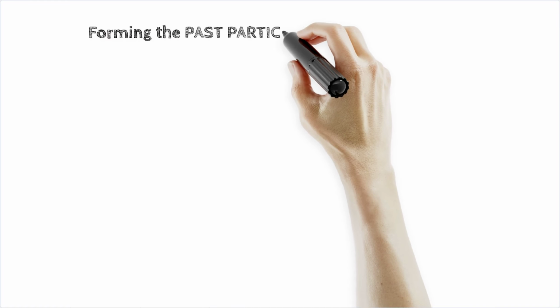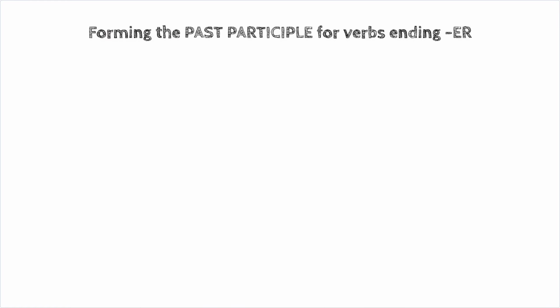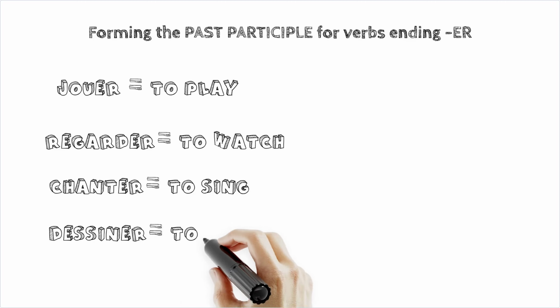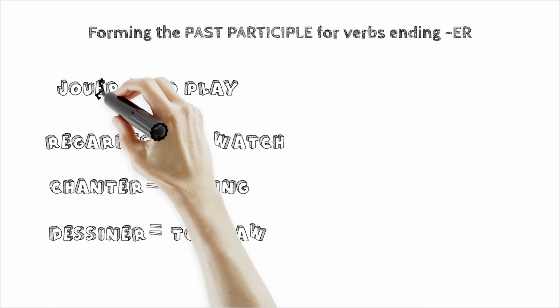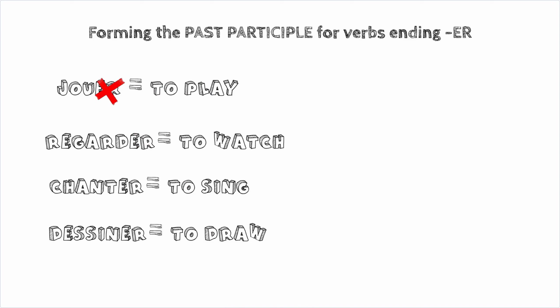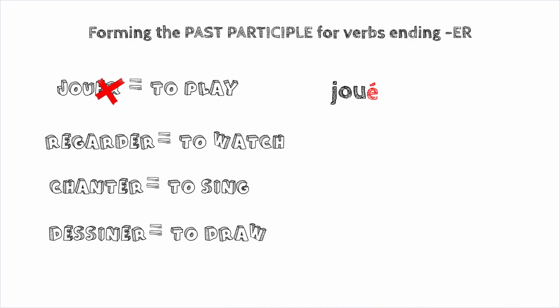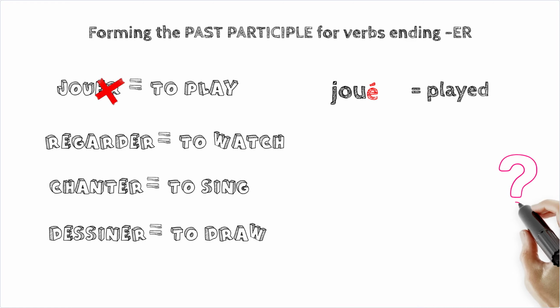We're going to start by looking at ER verbs in French because they are always regular when we form the past participle. So let's take some verbs that we know. Jouer, to play. Regarder, to watch. Chanter, to sing. And dessiner, to draw, all end in ER. To form the past participle, we remove the ER from the infinitive and we need to add an E with an acute accent. So jouer in the infinitive becomes joué, and that's how we say played.